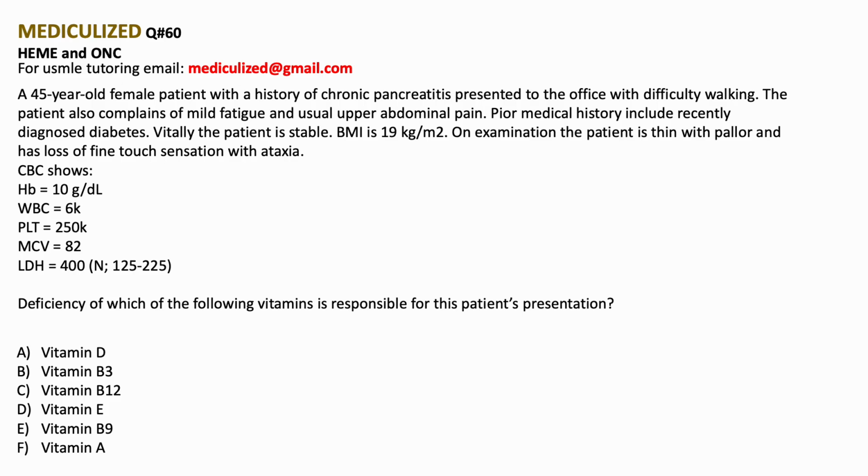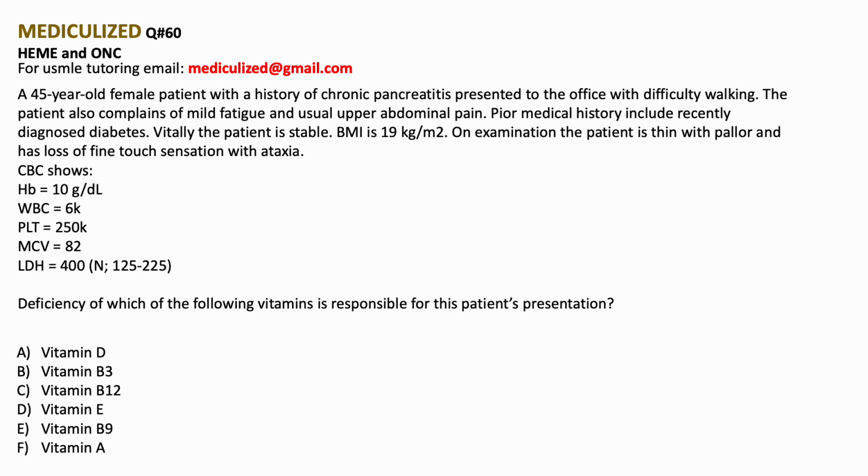So we have WBC is 6,000, which is fine. Platelet count is fine, which is 50,000. MCV is fine. It is normal MCV. And LDH is 400. That's elevated. So remember, whenever we are expecting a hemolytic anemia, LDH is usually raised because when the red blood cell lyses, they release LDH. So this is some sort of hemolytic anemia.